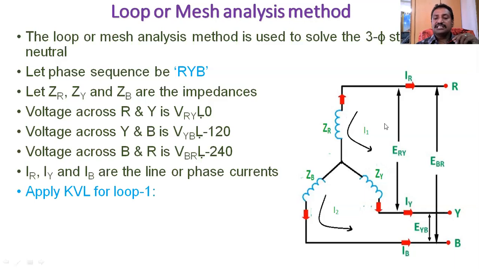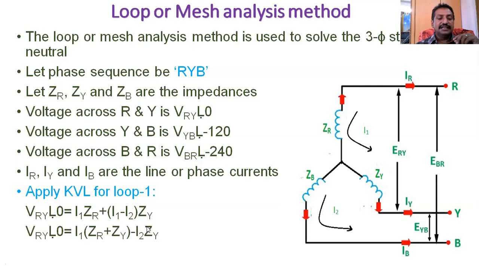So what is the KVL? The algebraic sum of voltages and voltage drops in a closed loop. What are the voltages? Here ERY. And what are the voltage drops? VZR and VZY. We will see. VRY at an angle 0 is equal to the voltage drop in I1 into ZR plus I1 minus I2 into ZY. Why? Because this carries a single current, but this carries another current in this way, so both are in opposite directions, I1 minus I2 into ZY. Then VRY at an angle 0 is equal to I1 ZR plus ZY into I1 minus I2 into ZY.